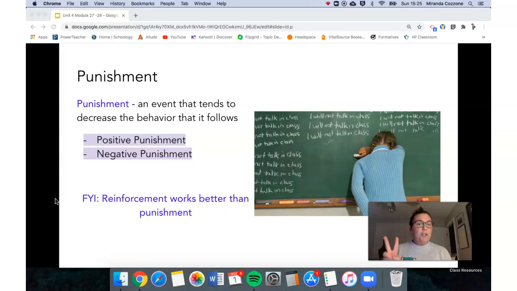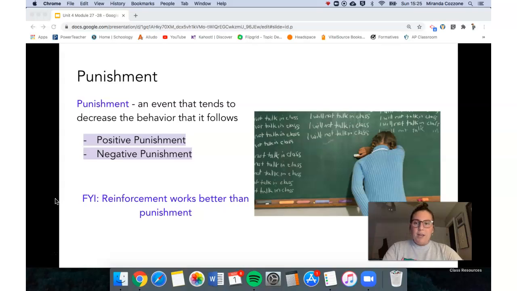Two types of punishment, just like there's two types of reinforcement. There's positive punishment, meaning that you are giving that student something to do that they don't want, or you are taking away from that student something that they do want. So in this case of the talking too much student, positive punishment would be the teacher making you write lines on the board saying, I will not talk in class 100 times. I'm not sure that this is a thing anymore that people do, but it's kind of a classic example. That's giving the student something that they don't want in order to decrease the behavior.